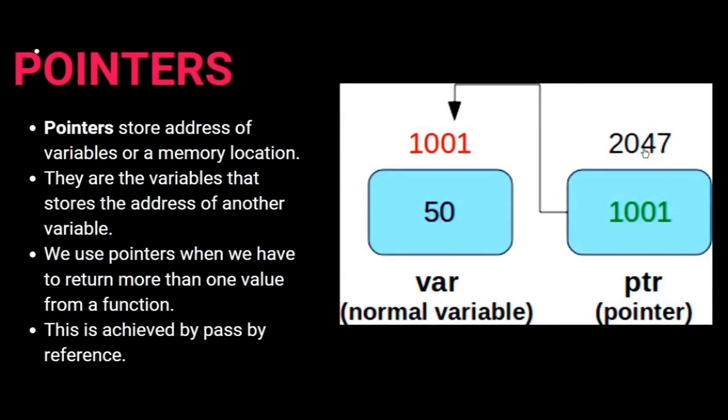Pointers. Pointers are a key concept used in C. Pointers store the address of a variable or a memory location. They are variables that store the address of another variable. We use pointers when we have to return more than one value from a function. This is achieved by pass by reference. Moving on.